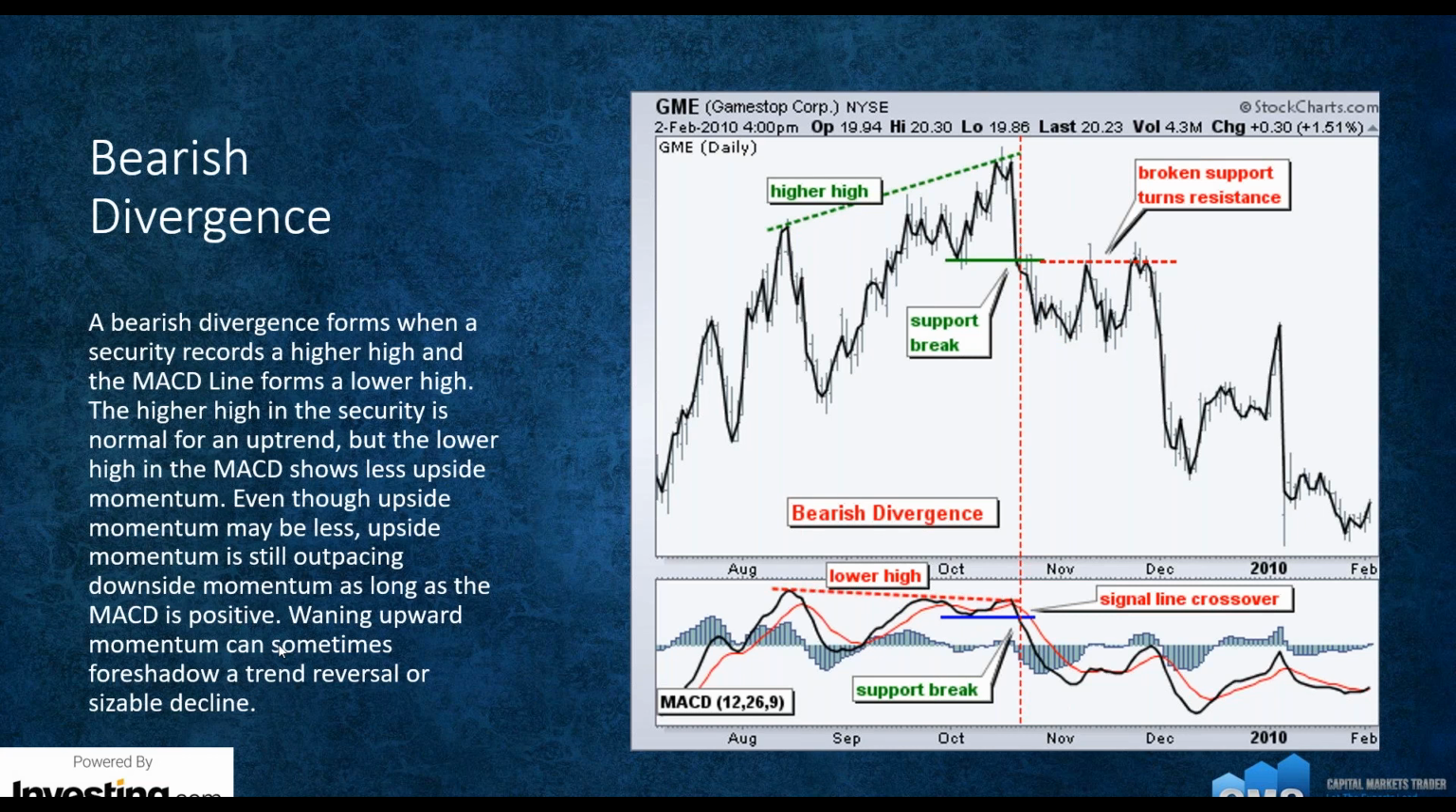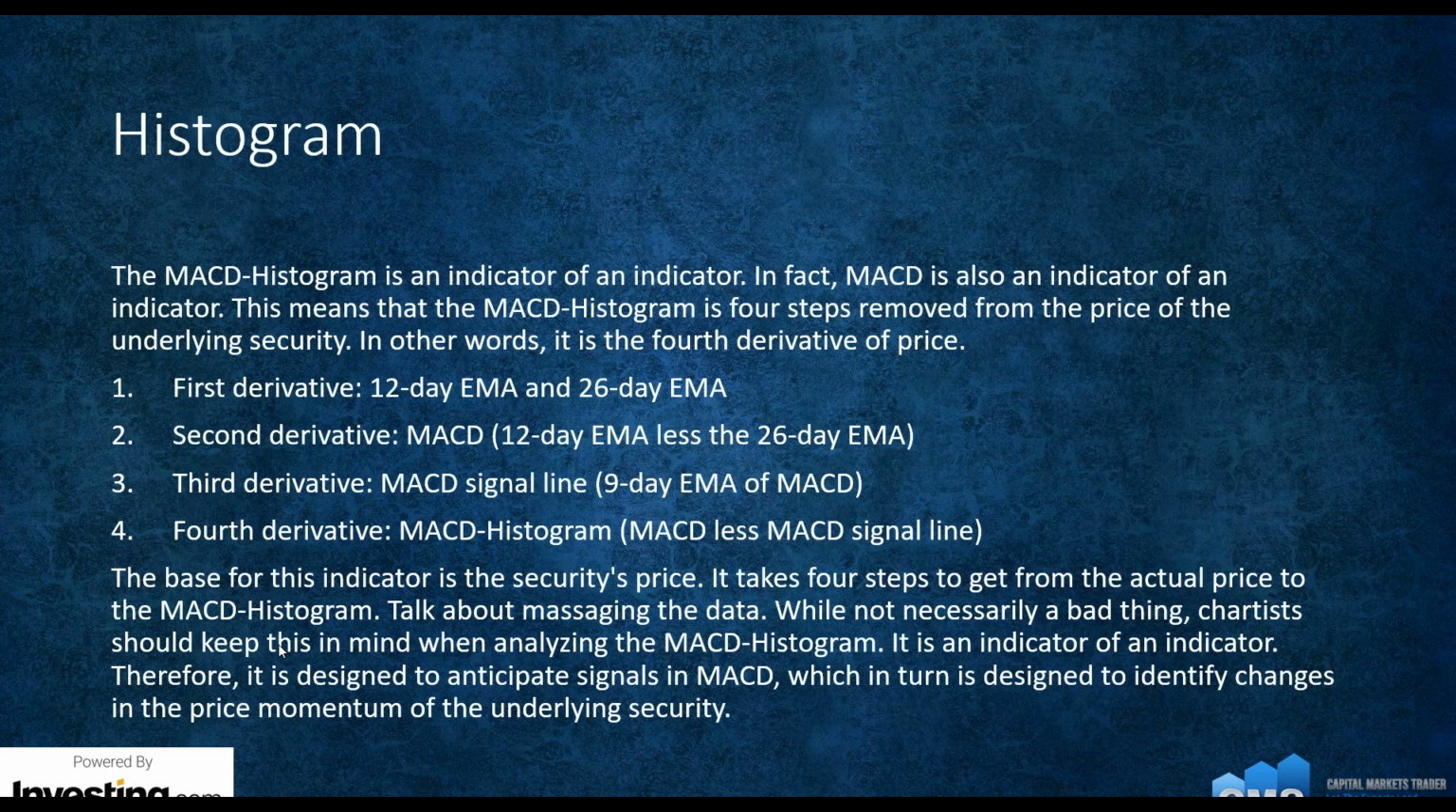So remember, the MACD, especially the MACD histogram, is an indicator of an indicator. Actually, it's four steps removed. It's an indicator of an indicator of an indicator of an indicator. It's got four derivatives. The first derivative is the 12-period EMA and the 26-period EMA, done on actual price movement. The second derivative is the MACD line, which is the 12-day moving average minus the 26. The third derivative is the MACD signal line, which is a 9-day moving average of the MACD line. And the fourth derivative is the MACD histogram, which is the MACD less the signal line.